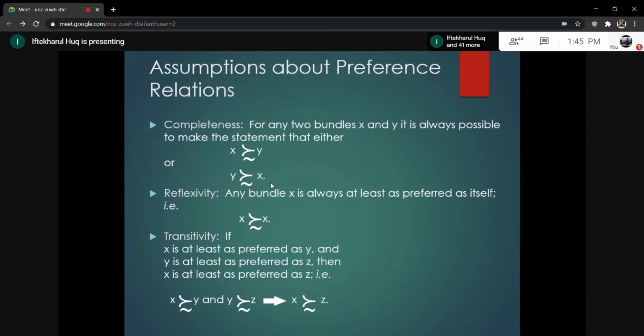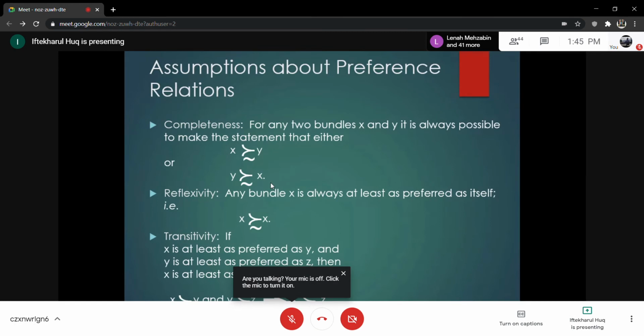Okay, so the three relationships we showed you, strict preference, weak preference and indifference: if I give you any two bundles, you should be able to tell me whether one is strictly preferred to the other one, or weakly preferred to the other one, or indifferent to the other one. You should be able to make that comment about the two bundles. I give you two bundles, you cannot tell me that I don't know, I can't rank them. Okay, you can't say that.